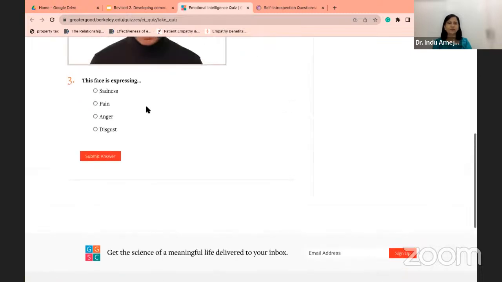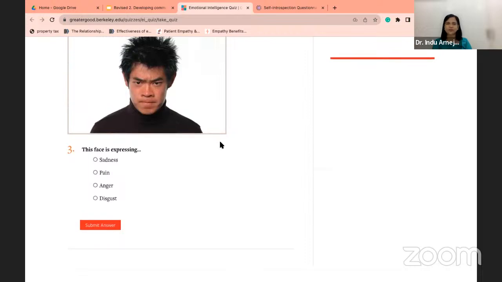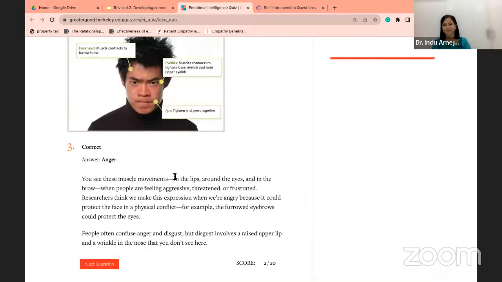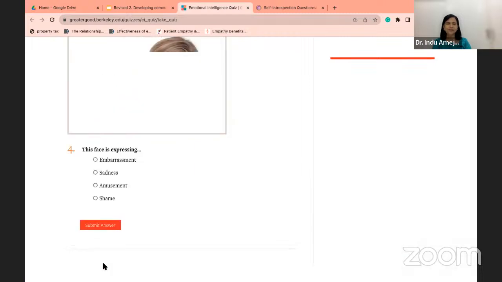What about this one? What do you think this expression is? Sadness, pain, anger, disgust. Anger. Okay. Disgust. But the majority says anger, so I'm going with the majority because I have to go with what everybody says. Anger. Correct. Going to the next question.